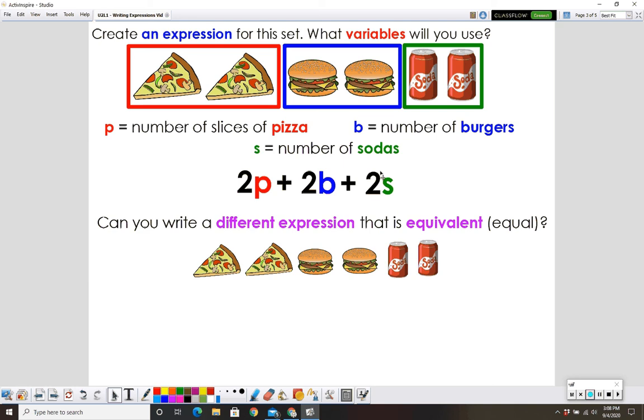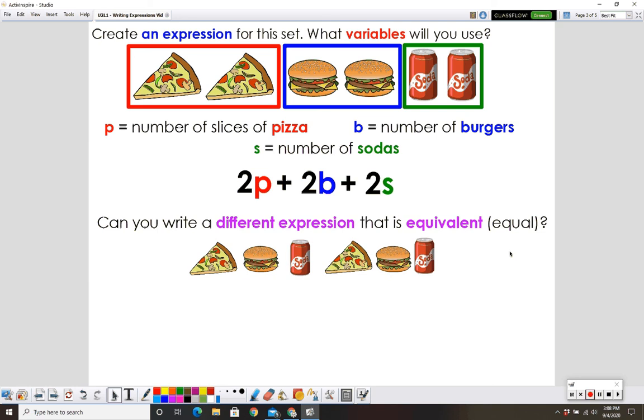There is another way to write an expression that's also equivalent to this, and that's what we're going to talk about next, where it says, can you write a different expression that's equivalent? When you look at this, it's not as easy to see, so what I'm going to do is rearrange that food to look a little bit different. I still have my 2 pizzas, I still have my 2 burgers, I still have my 2 sodas. I've just changed the order of things.